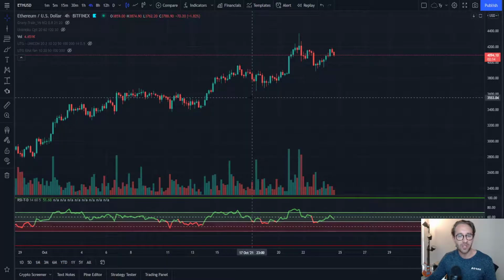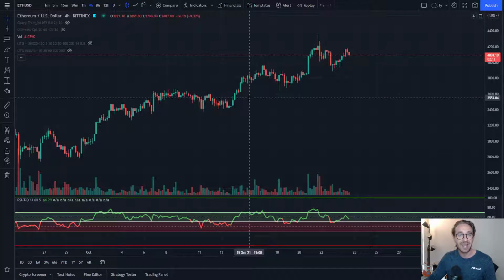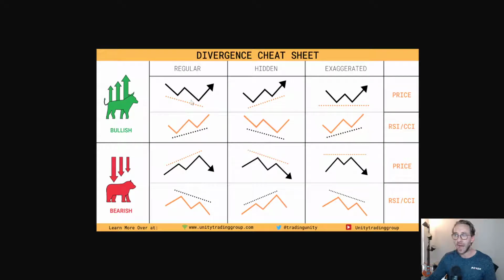And what divergence does is help you identify hidden potential entry levels and hidden potential exit or short levels. Now, let's talk about what divergence is. Bullish divergence occurs when price is giving you a different set of information than what your oscillator is doing. So let's look at regular bullish divergence.